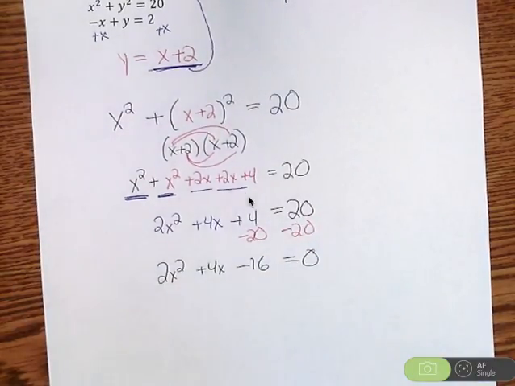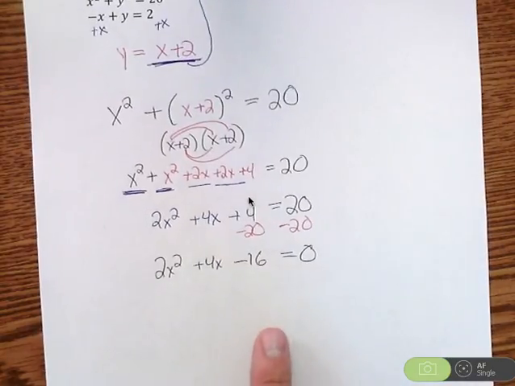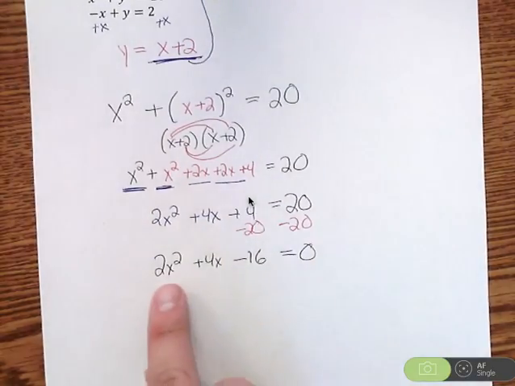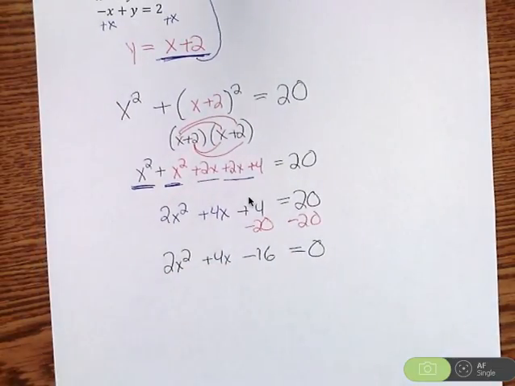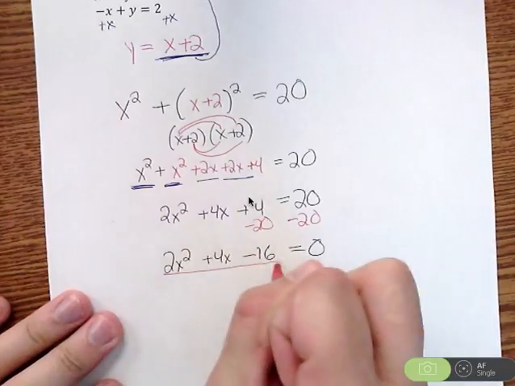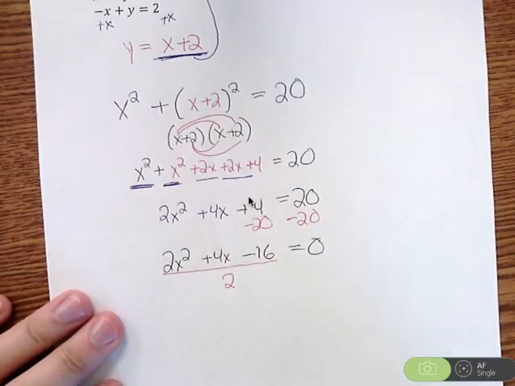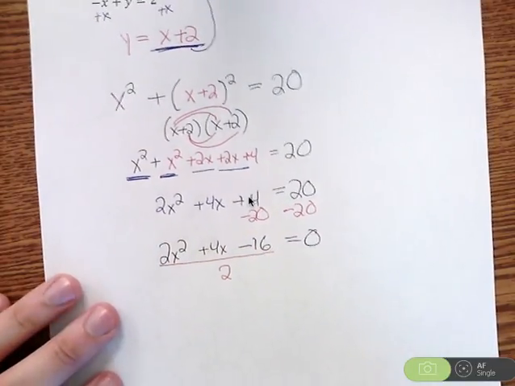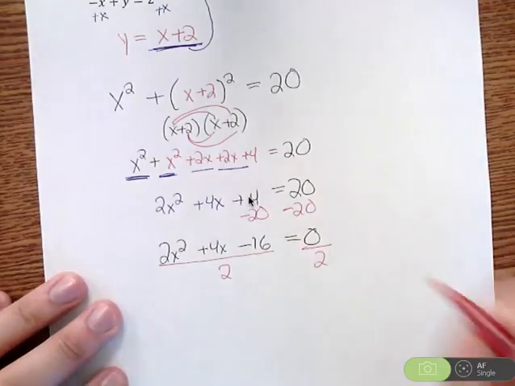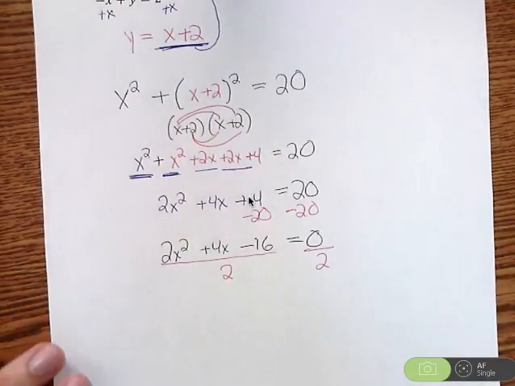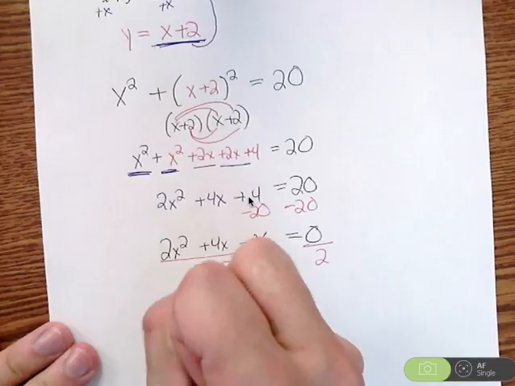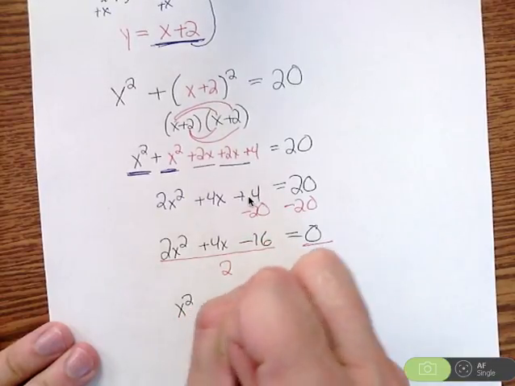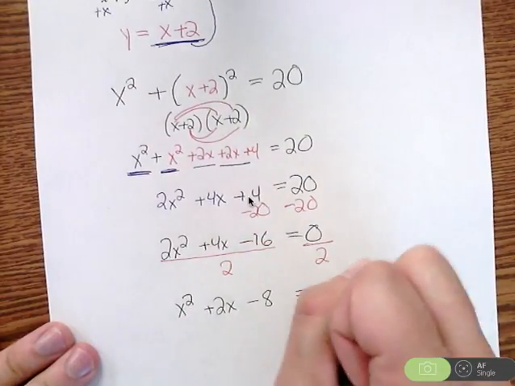Now I need to factor this, but with the 2 out front, it makes it difficult. I can clean this up a little bit. If you notice, 2, 4, and negative 16 can all be divided by 2. So let's divide the entire left side by 2. That way we can get some smaller numbers to work with here. If I divide the left side by 2, I can divide the right side by 2. So I have x squared plus 2x minus 8 is equal to 0.